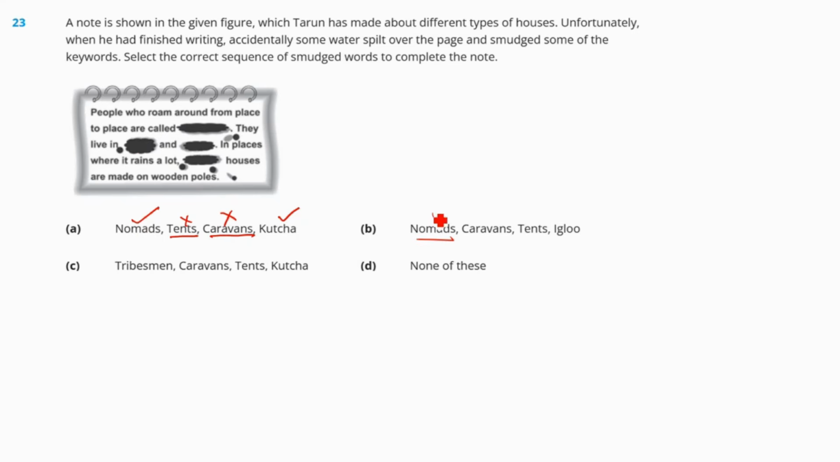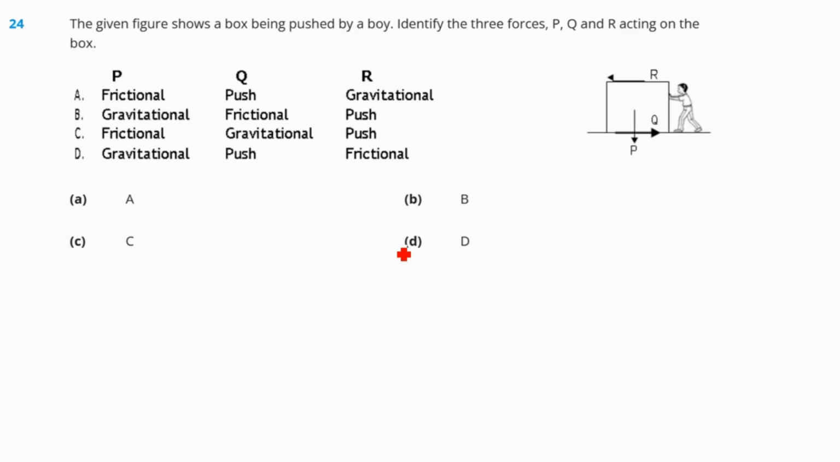Nomads is correct here. Canvas is wrong. Tent is wrong. Igloo, no. Tribesman can be correct. Canvas is wrong. Tent wrong. Kacha is correct. Better we go for none of these, because all the options should be correct, right? So none of these options are correct in all the senses. So our answer should be option number D.